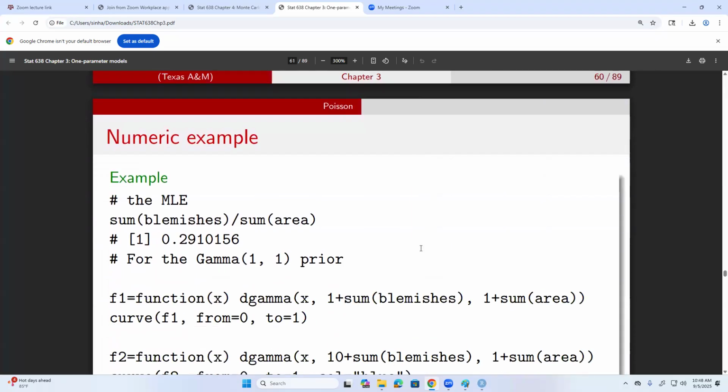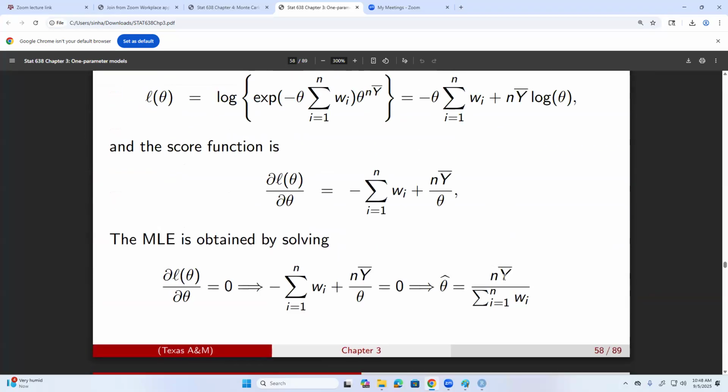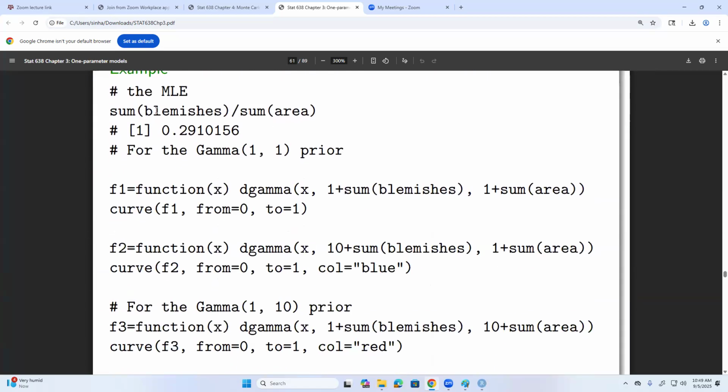Now you have the numeric calculation. So what was the maximum likelihood estimator? The maximum likelihood estimator was sum of blemishes divided by sum of area. Sum of n y bar means what? Sum of n times the average blemishes, which means it is the sum total of yi. And in the denominator, it is the total of all areas. So sum of blemishes divided by sum of area.